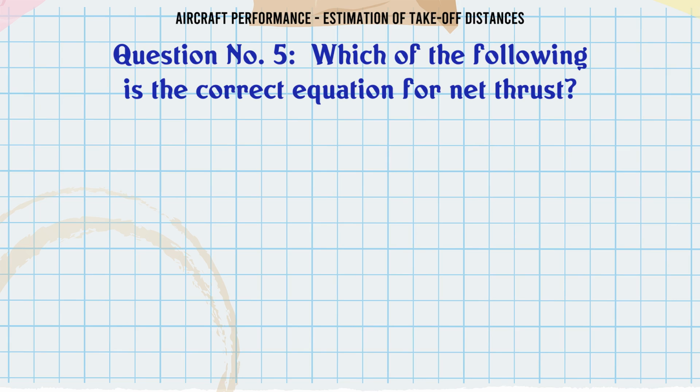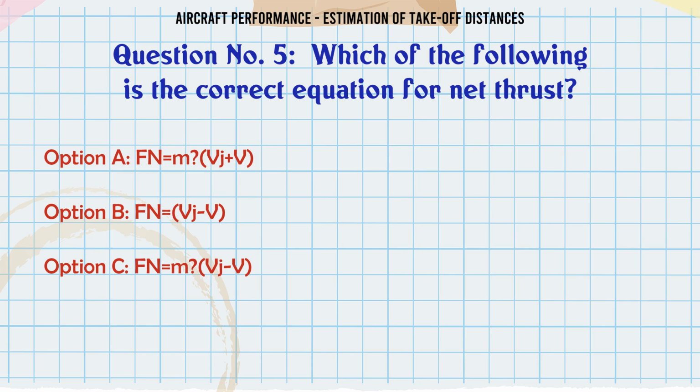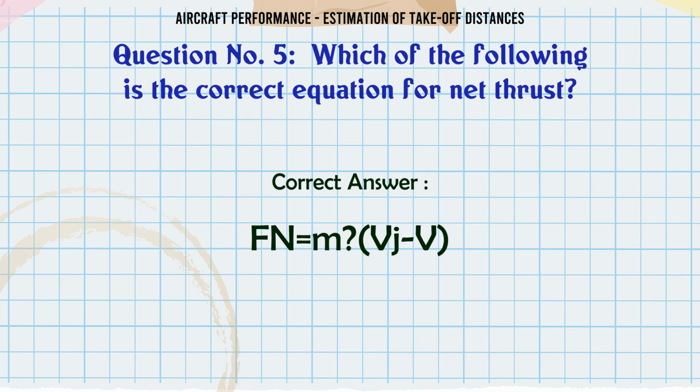Which of the following is the correct equation for net thrust? A. Fn = m vj v. B. Fn = vj v. C. Fn = m(vj - v). D. Fn = m v vj. The correct answer is Fn = m(vj - v).